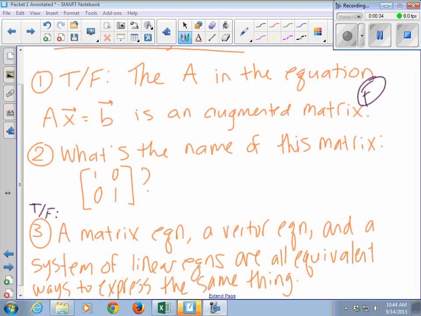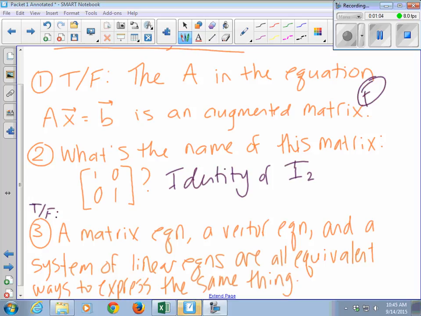What's the name of this matrix, 1001? Identity. I'll take identity. I'll also take I sub 2 for the 2 by 2 identity matrix. You'd have to write 2 by 2 identity. No, it's not a Jacobian matrix. Okay.